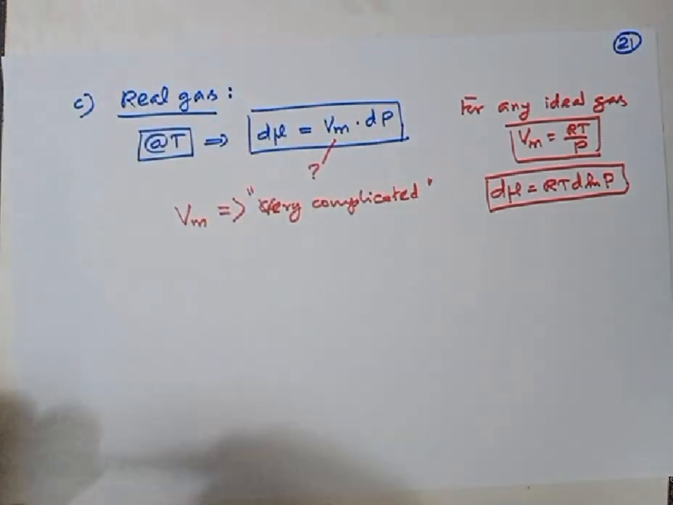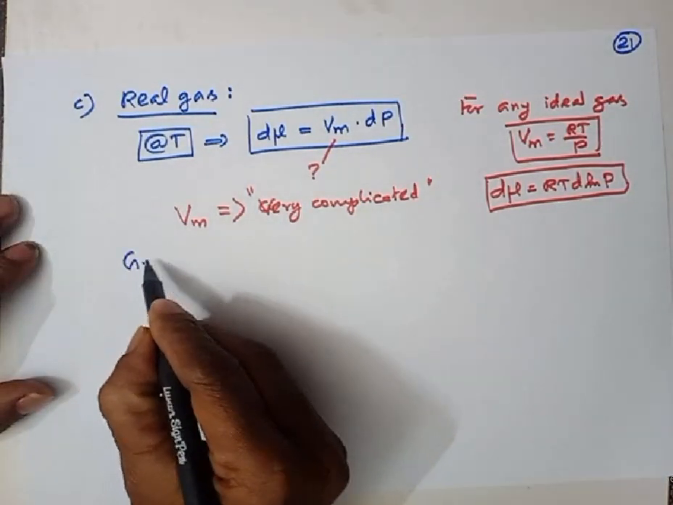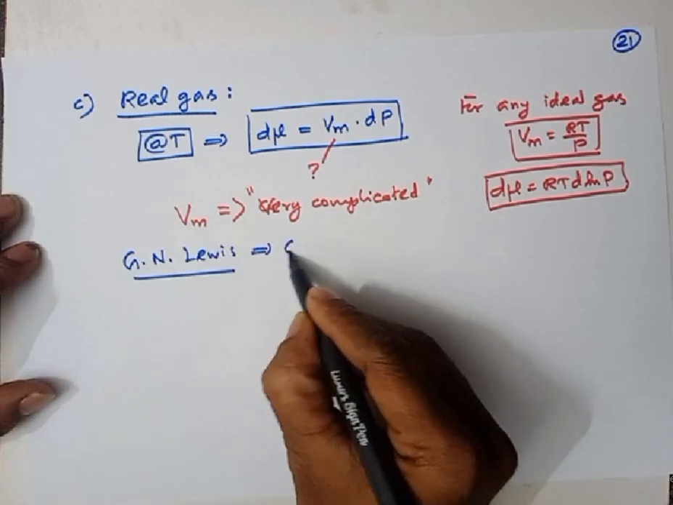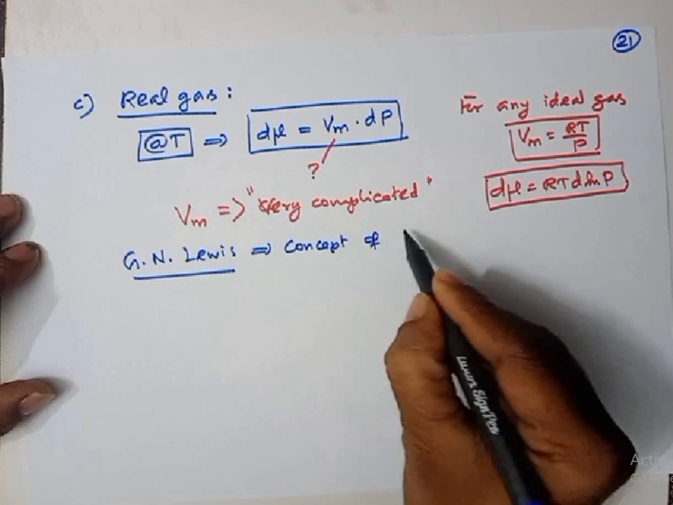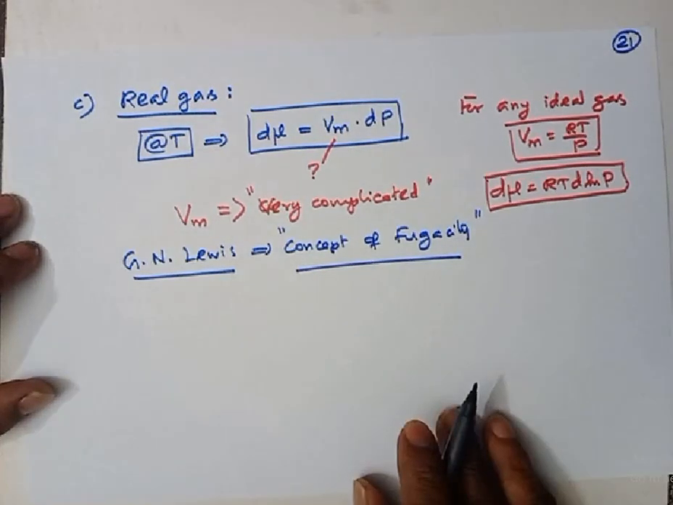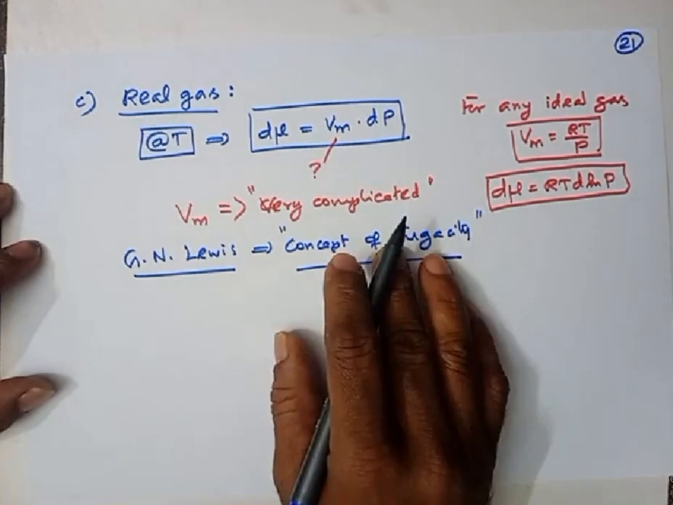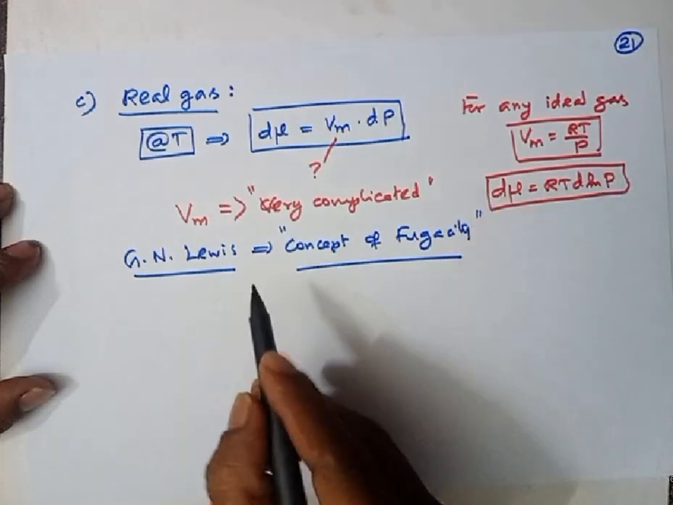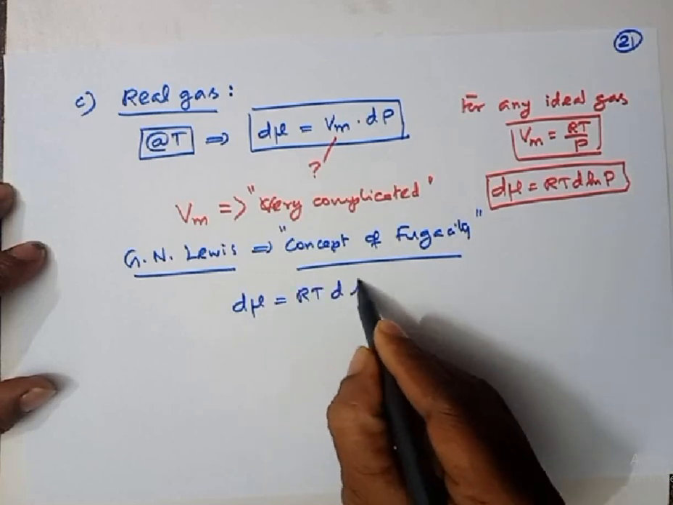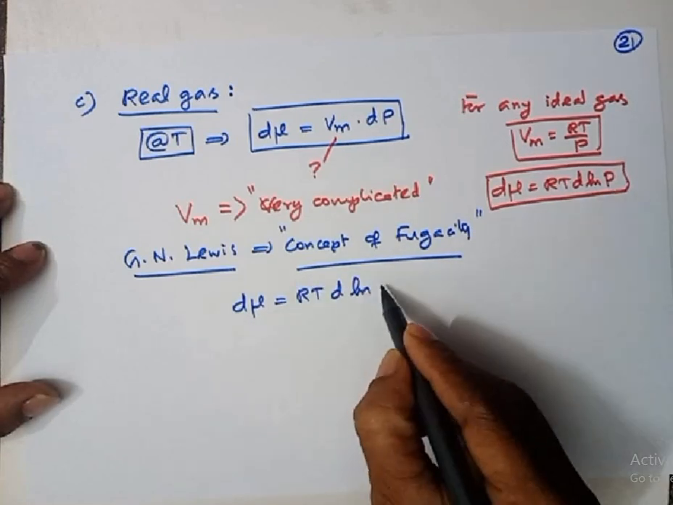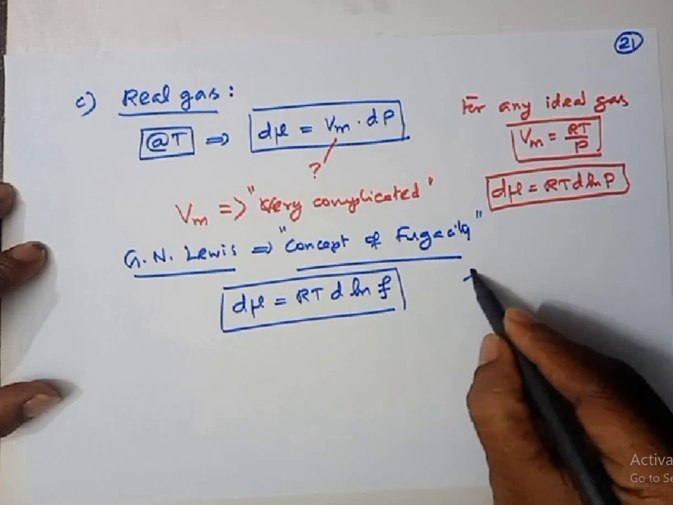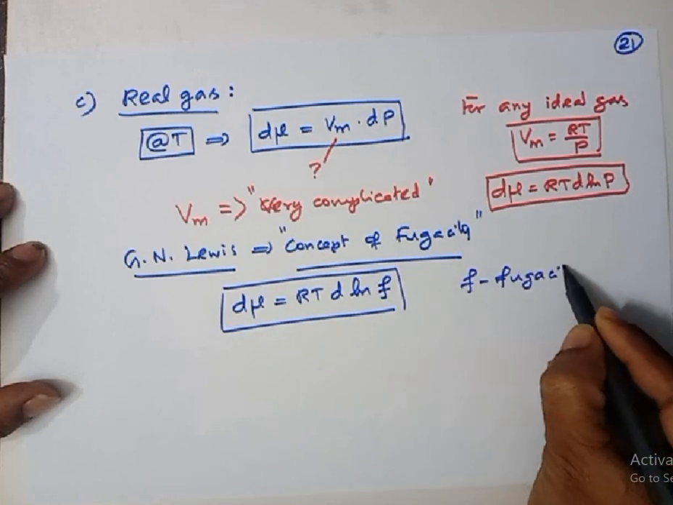To make this concept easy to understand, the scientist G. N. Lewis introduced a concept of fugacity. What does Lewis do? You take this equation as such, like ideal gas, you keep this equation as d mu equal to RT d ln. Instead of pressure, you put some function, say F, where this F is called fugacity. Take note, it is called the fugacity function.